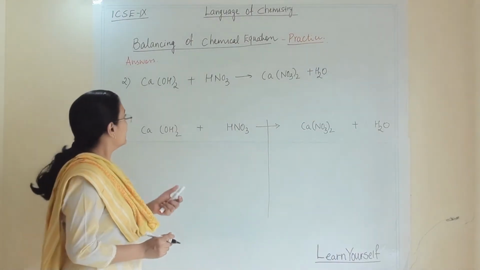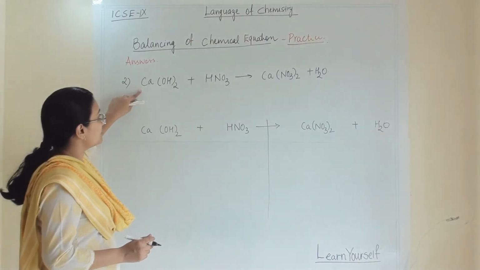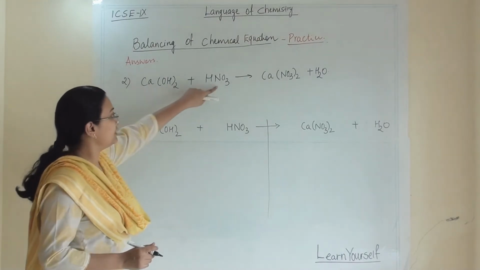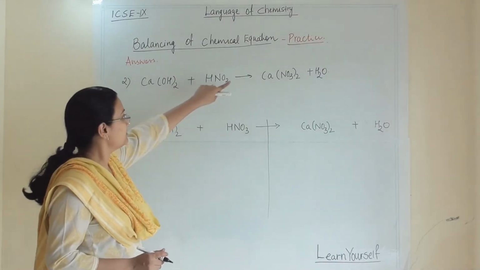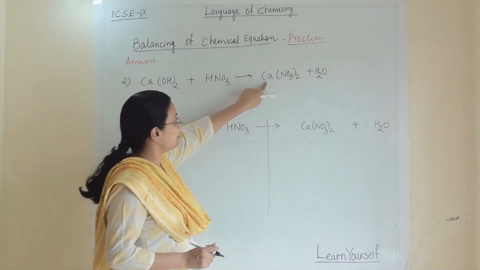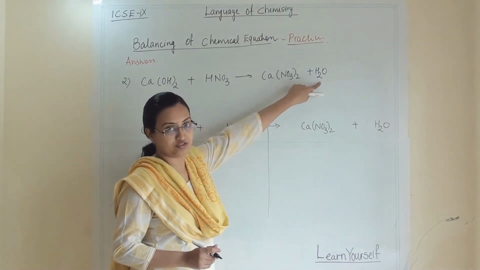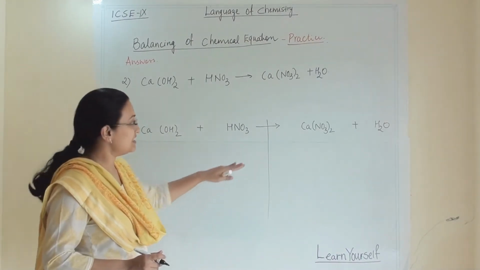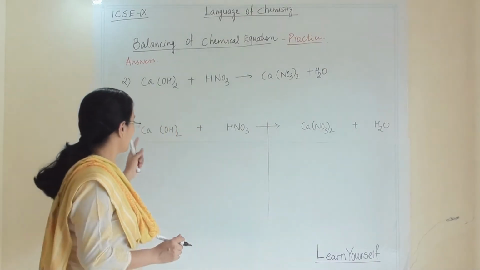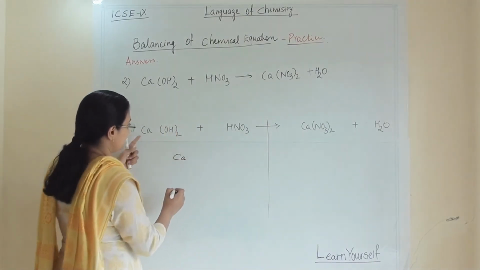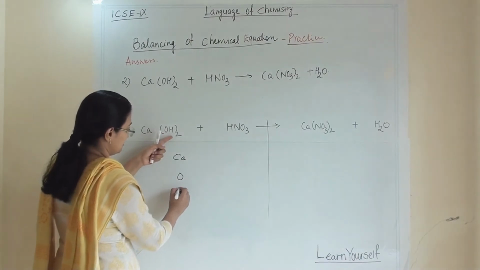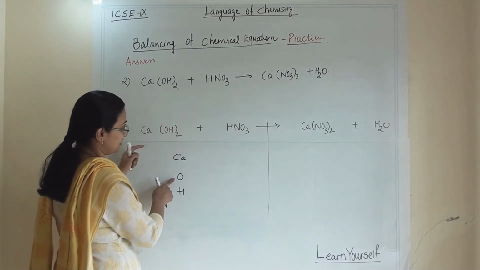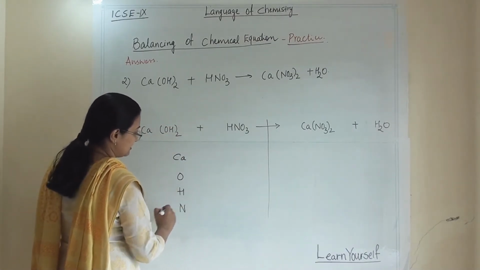Second equation. In the second equation, calcium hydroxide will react with nitric acid and gives us calcium nitrate and water. So let us note down all the atoms towards the reactant side and towards the product side. So first, calcium, oxygen, hydrogen. Hydrogen we have already written, oxygen we have already written, so remaining is nitrogen.